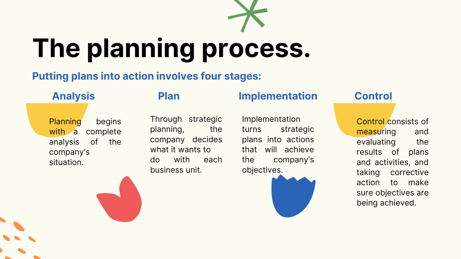The second one is planning. Through strategic planning, the company decides what it wants to do with each business unit, and marketing planning involves deciding marketing strategies that will help the company attain its overall strategic objectives. The third one is implementation, that turns the strategic plans into actions. And the last one is control. Control consists of measuring and evaluating the results of plans and activities and taking corrective action to make sure objectives are being achieved.